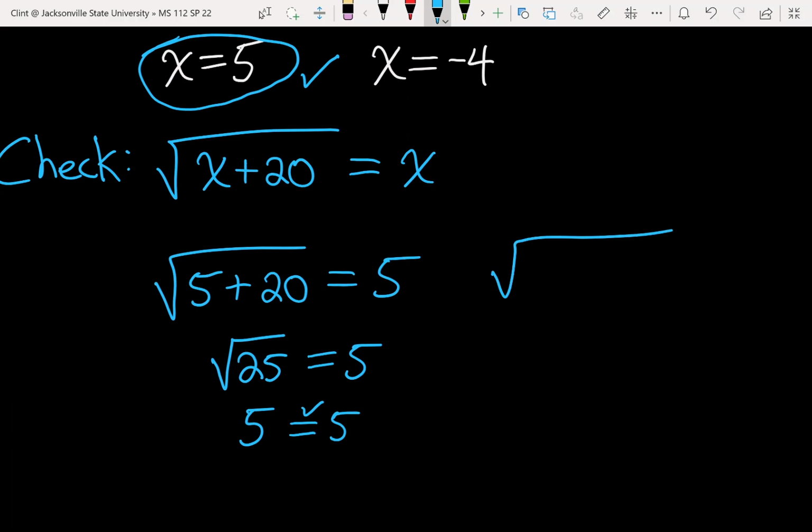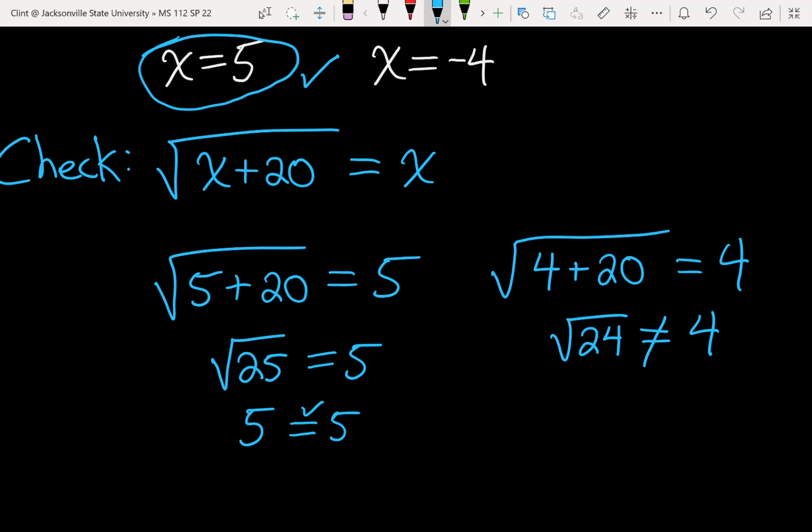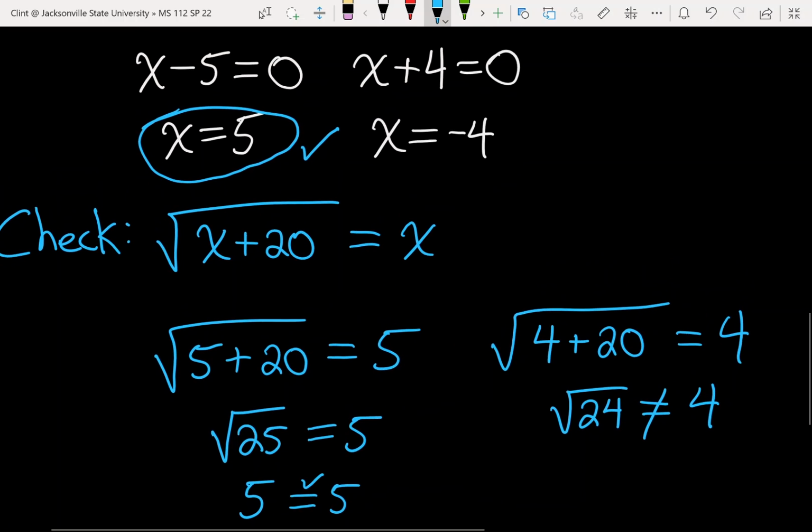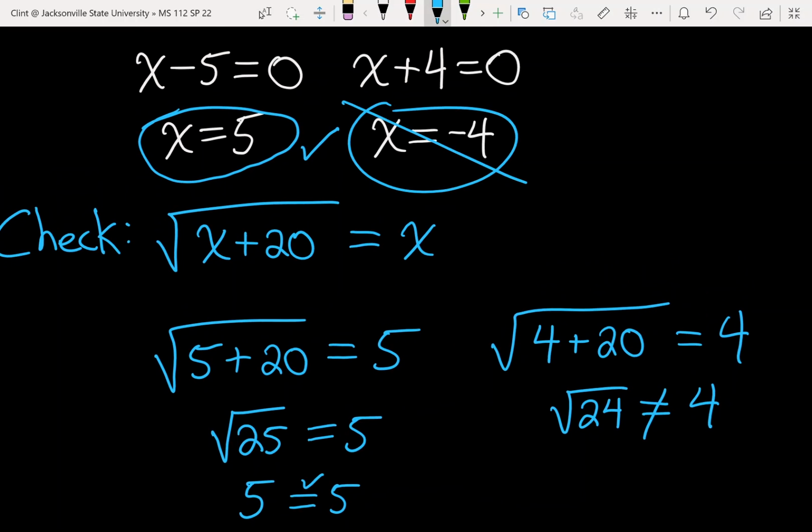Try the 4. What about that one? The square root of 24, 4. No. That one's no good. So x equals 4, we throw that one away. That's not an actual solution. That would be an extraneous solution is the fancy term.